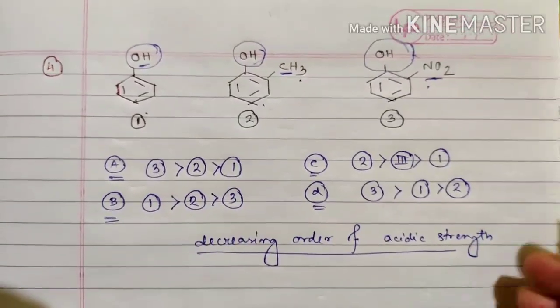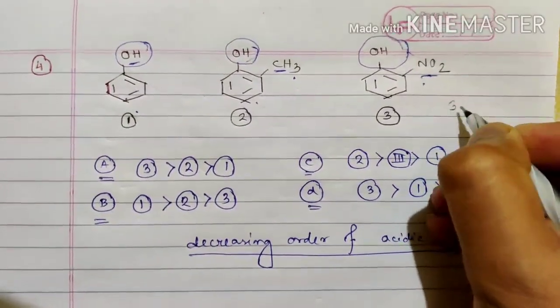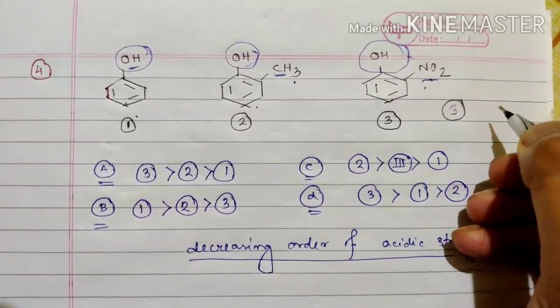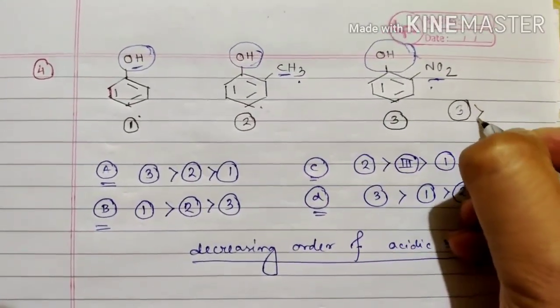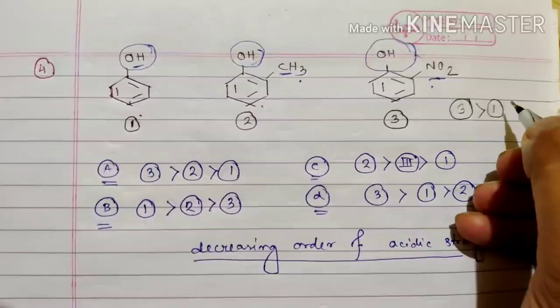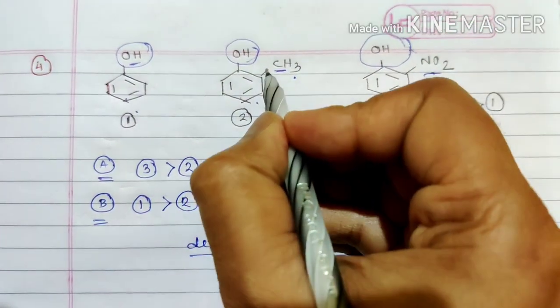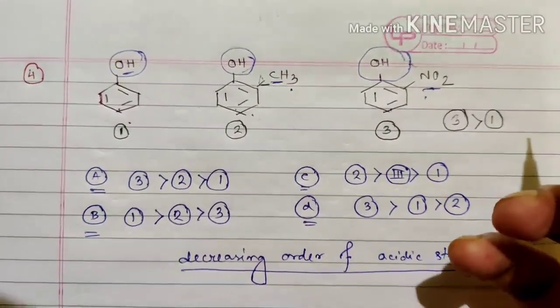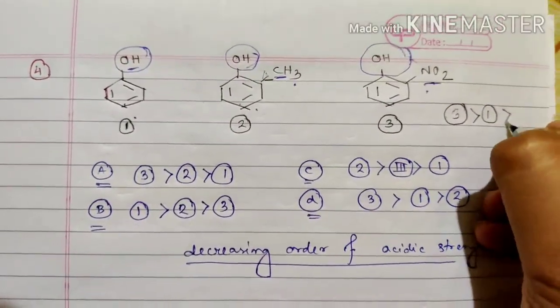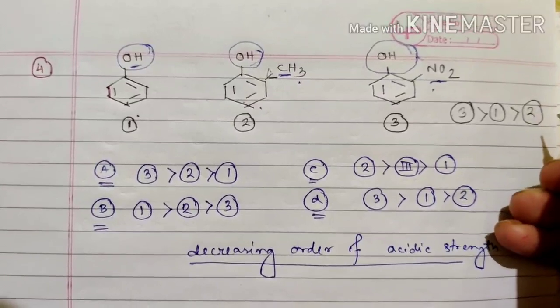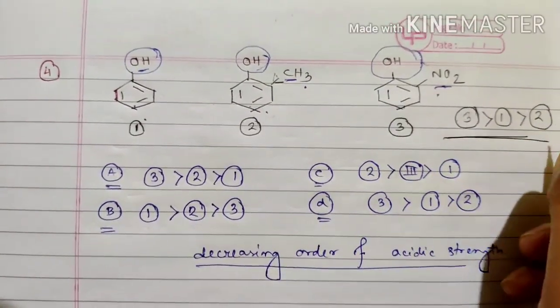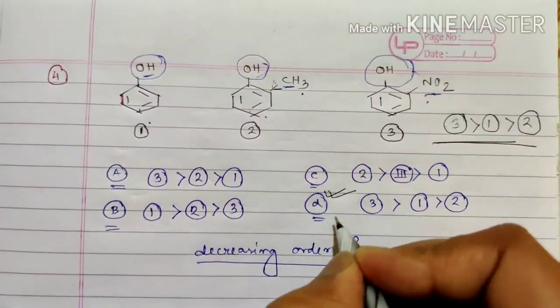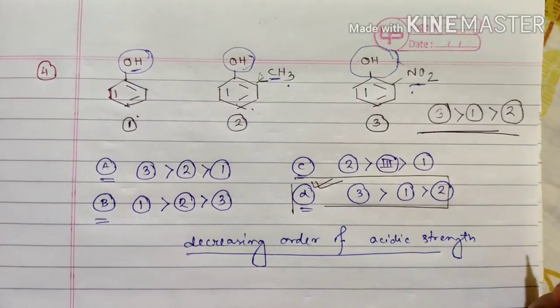So as we have seen, due to this reason, the third one will be the strongest acid, followed by the first one, because here the plus I effect will reduce the tendency of withdrawing the electron as we have discussed, and then the second one. So this is the correct order, 3, 1, then 2. That means option D, that is the correct one.